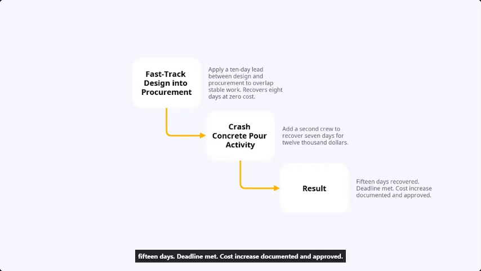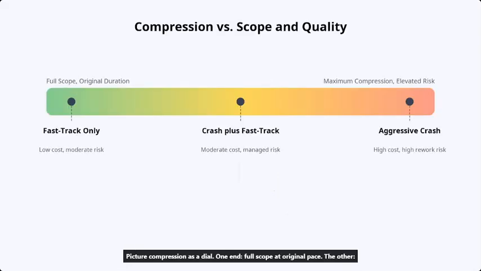Picture compression as a dial. One end, full scope at original pace. The other, maximum compression, higher cost and rework risk. Most projects fall somewhere in between. Your task: find the spot on that spectrum where the time you save justifies the risk and cost you take on, then document your reasoning.